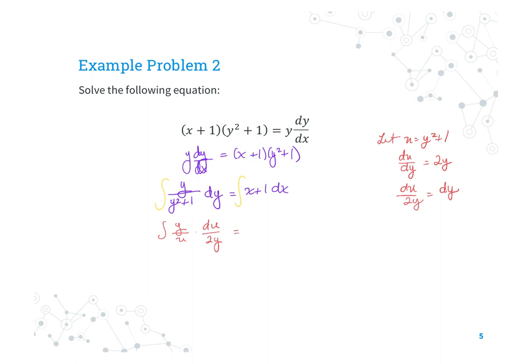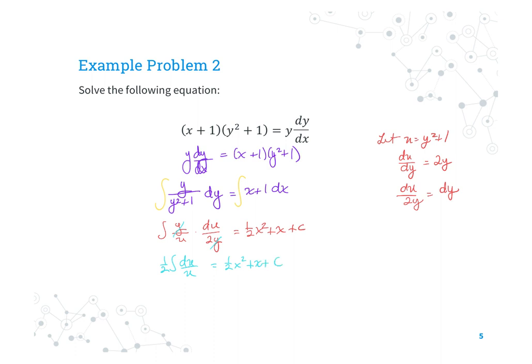And on the other side, we just need to integrate x plus 1, which will be 1/2 x squared plus x plus c. On the left, we find out that those y's are going to cancel out, and we're going to be left with 1/2 the integral of du over u, equaling 1/2 x squared plus x plus c.